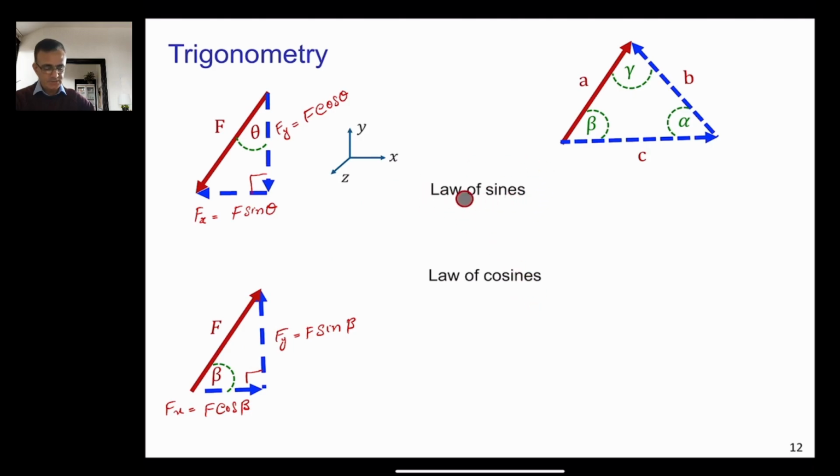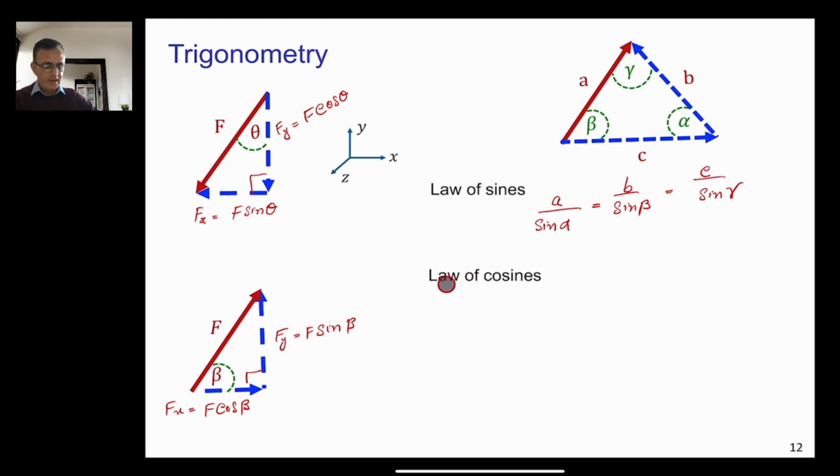In case of the law of sines, what we can write is that a, which is the length of this side here, divided by the sine of the opposite angle, so divided by sine of alpha, should be equal to b divided by sine of beta, and then again c divided by sine of gamma here.